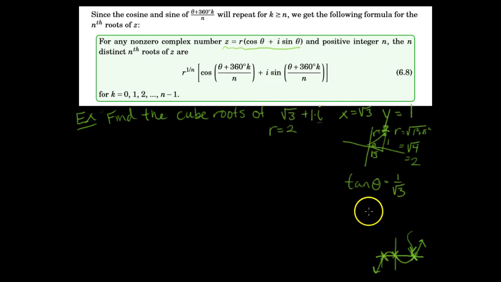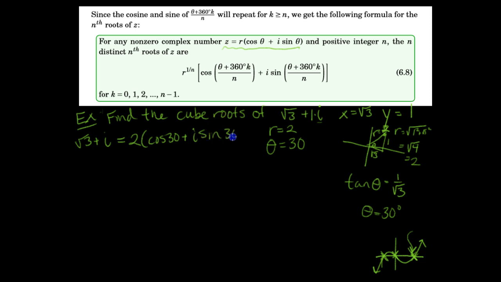So we can say that theta is equal to 30 degrees. So now I've got theta, and so my complex number, the square root of 3 plus i, is also equivalent to r, which is 2, times cosine of 30 plus i sine of 30.